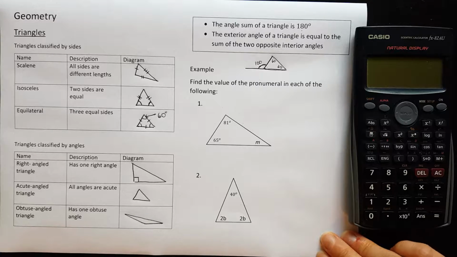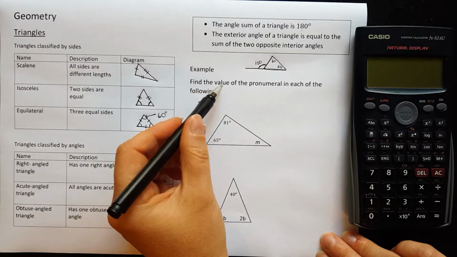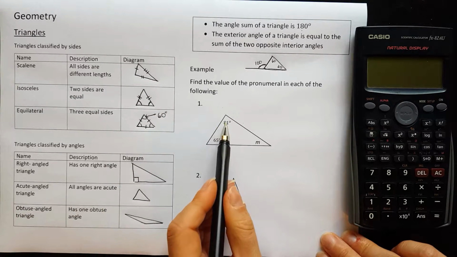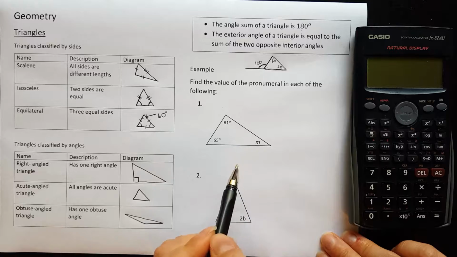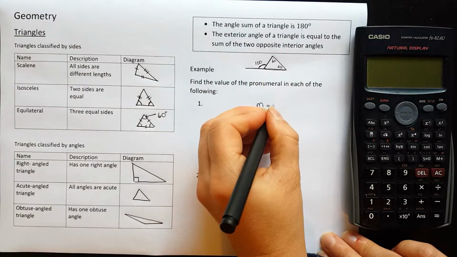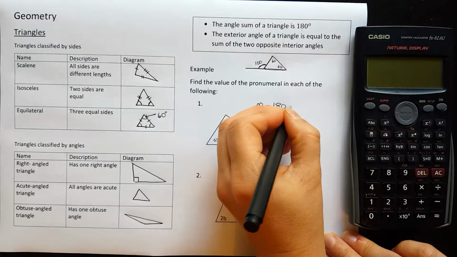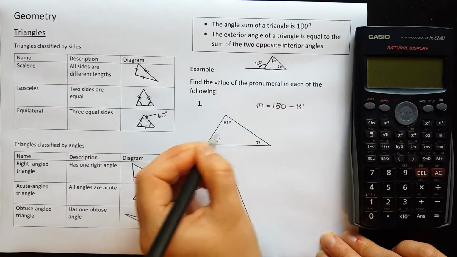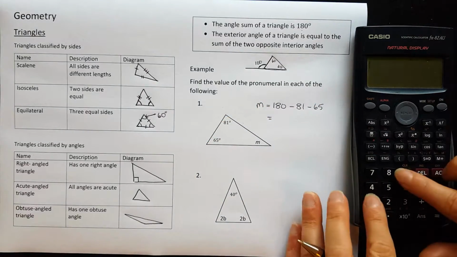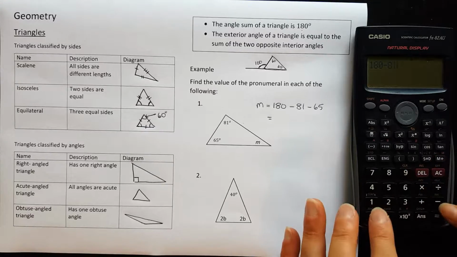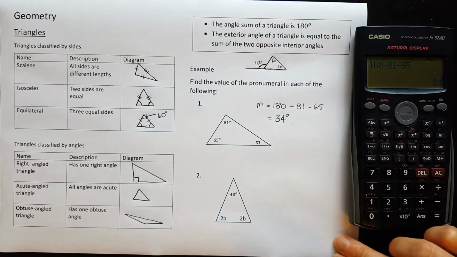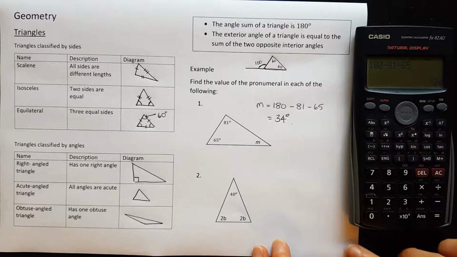Let's have a look at a few examples. Find the value of the pronumeral in each of the following. I have just a normal triangle. I'm given two angles and I want to find the third one. So if I want to find m, the angle sum of a triangle is 180. I start with 180 degrees and subtract off the two angles that I've been told. So 180 minus 81 minus 65 is equal to 34 degrees. That was just using the angle sum of a triangle.